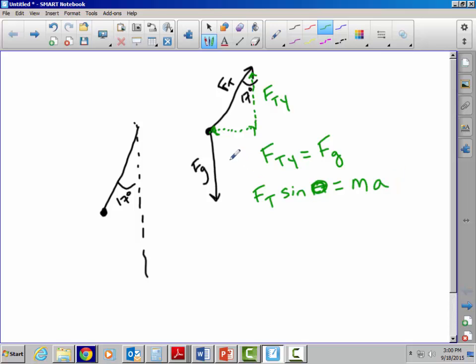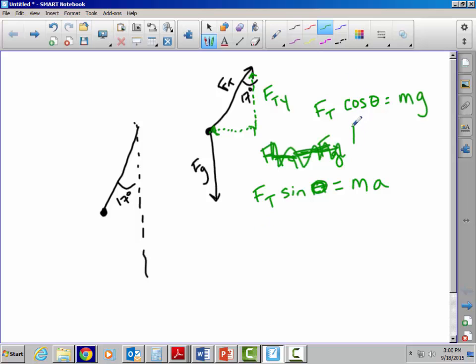So in the y direction, it should be FT cosine theta equals mg, or your weight. All right, so what you want to do when you have to solve these problems is, you've got a lot of unknowns happening here, but that's okay because everything's going to kind of end up canceling out. So what I want to do is find a way to talk about tension. Since I have tension in both of these problems, I want to find a way to talk about my tension in terms of the other variables.